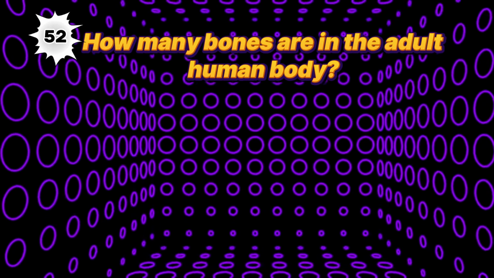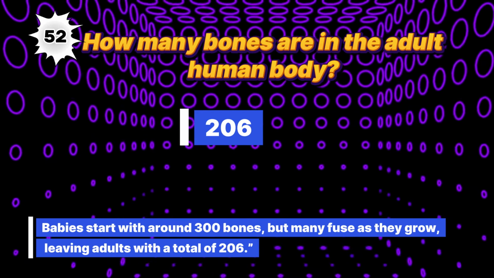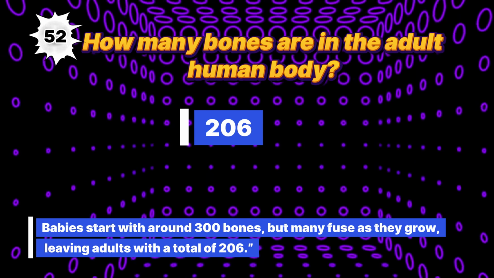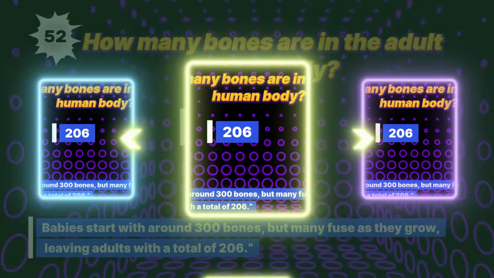The right answer is 206. Babies start with around 300 bones, but many fuse as they grow, leaving adults with a total of 206.